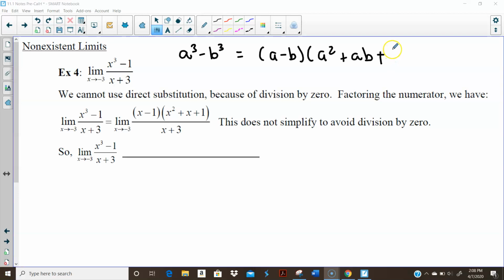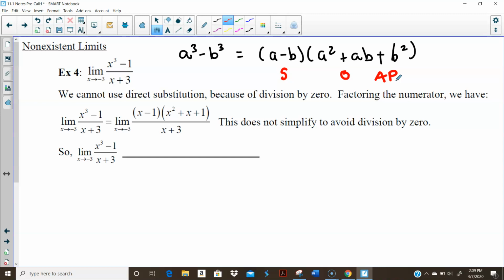Just a reminder before we do example 4: a difference of cubes is equal to a minus b times a squared plus a times b plus b squared. We remembered how to factor a difference of cubes using SOAP. S, the first sign is the same as the original. O, the second sign is the opposite. And the last sign is always positive.